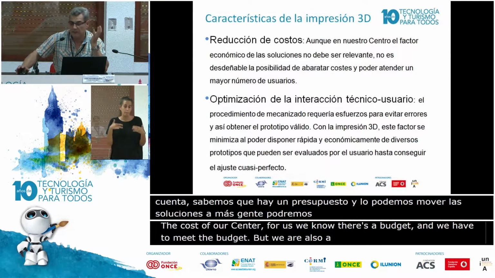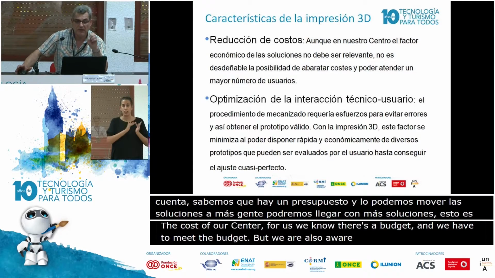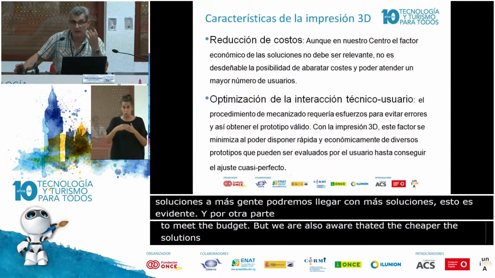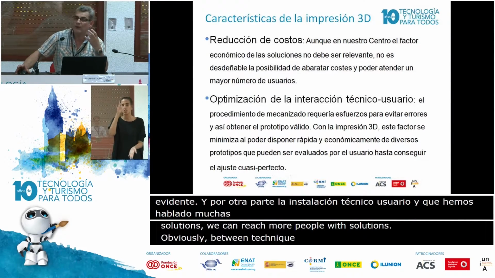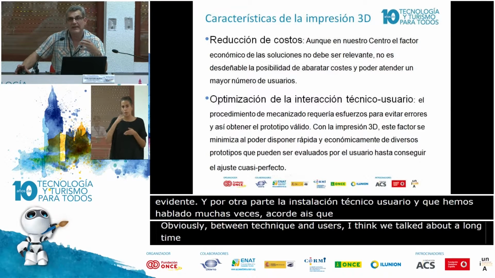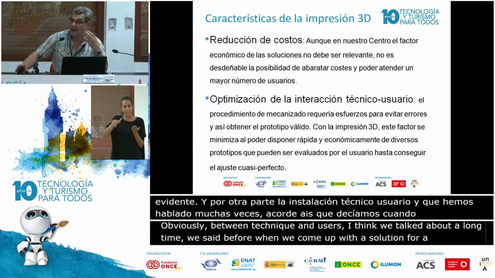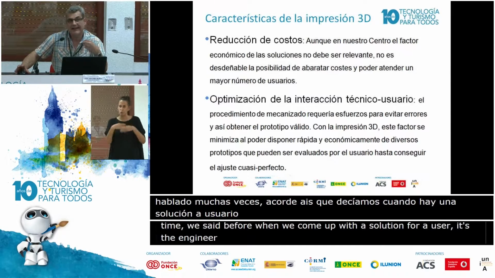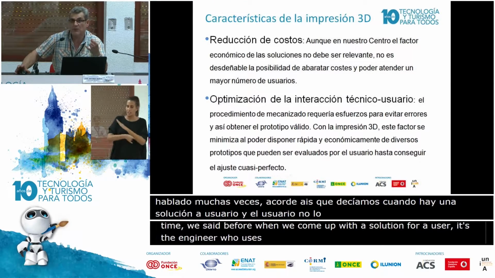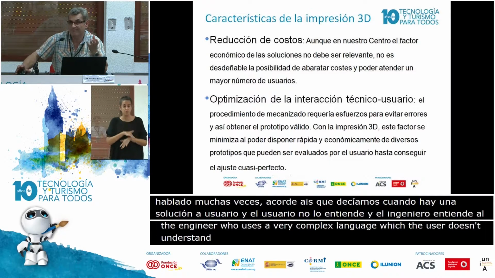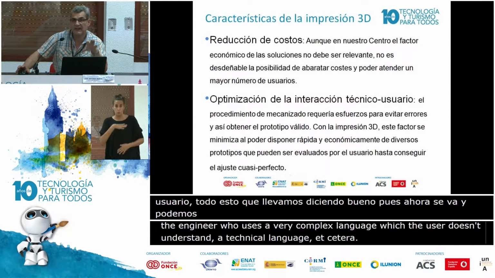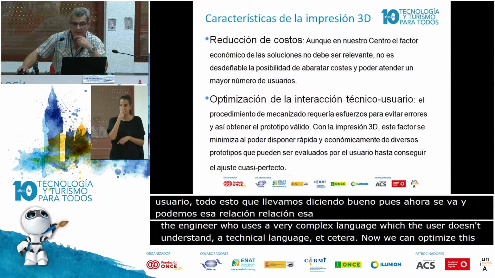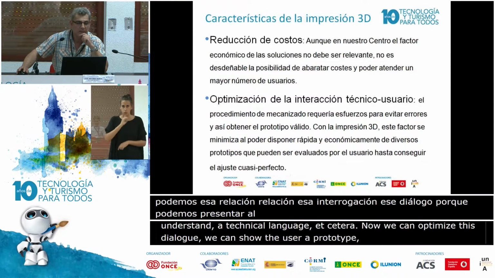This is obvious. Also, the optimization of the relationship between the technician and the user is something we've talked about for a long time. We said before, when we come up with a solution for a user, it's the engineer who uses a very complex, technical language, which the user doesn't understand, and the engineer doesn't understand the user, etc. Now we can optimize this dialogue. We can show the user a prototype so the user can tell us exactly what he wants based on the prototype.